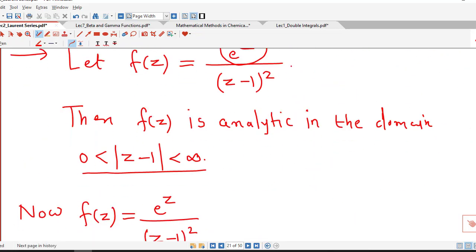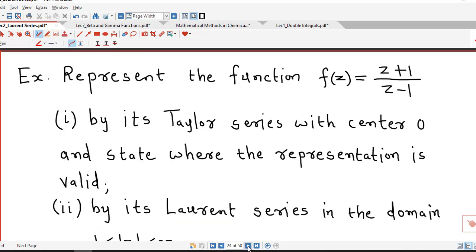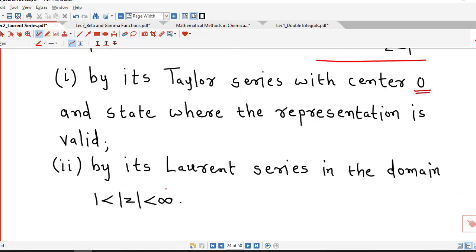So now we consider one more problem. Represent the function f of z equal to (z plus 1) over (z minus 1) by its Taylor series with center 0 and state where the representation is valid. Also we have to represent by its Laurent series in the domain 1 less than mod z less than infinite.